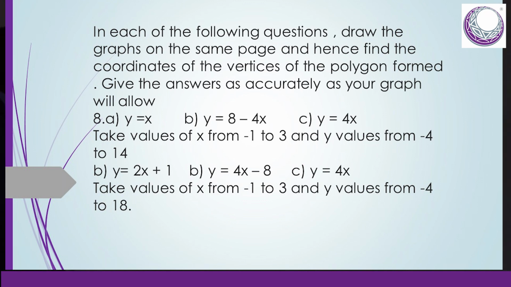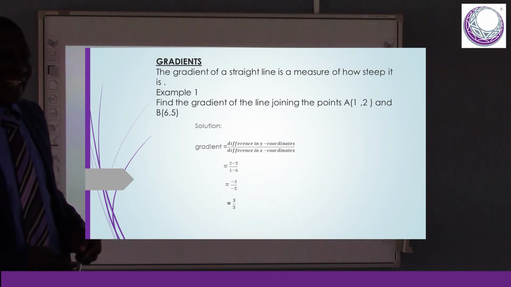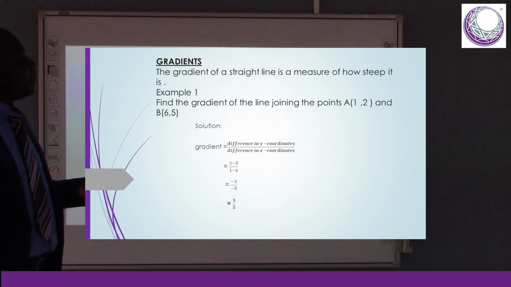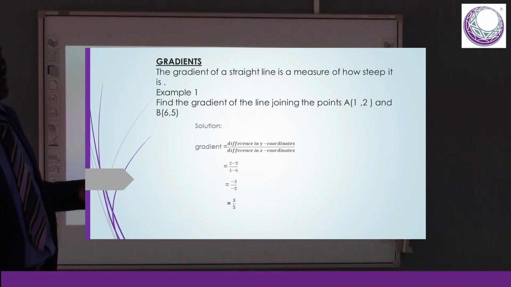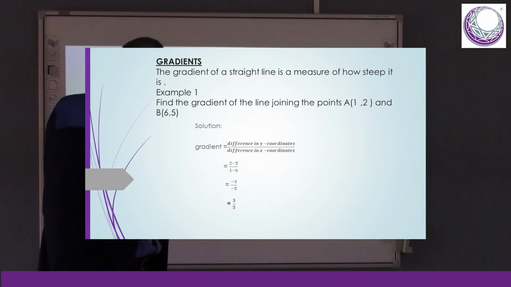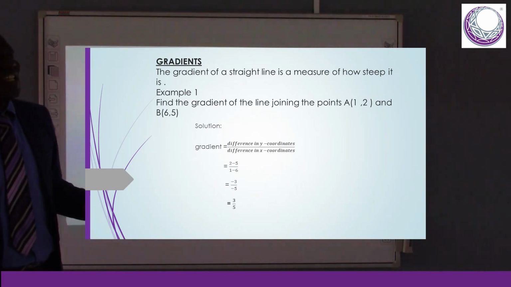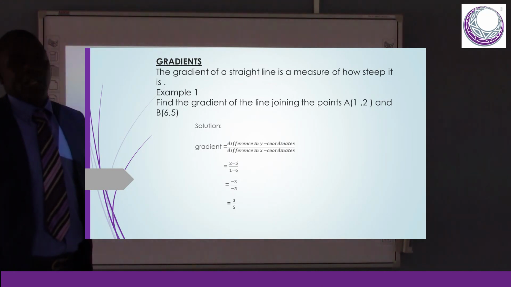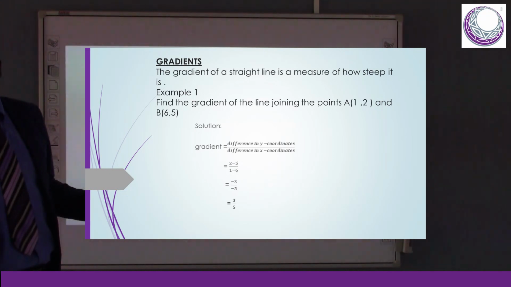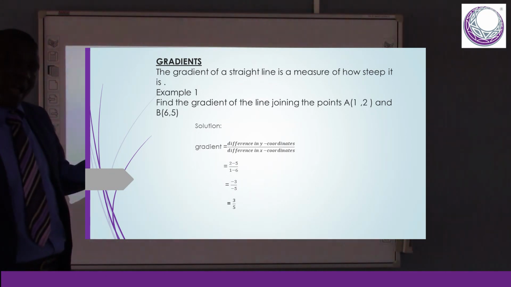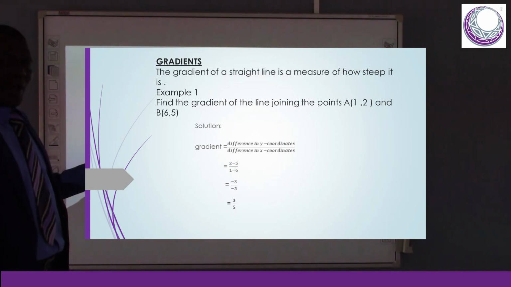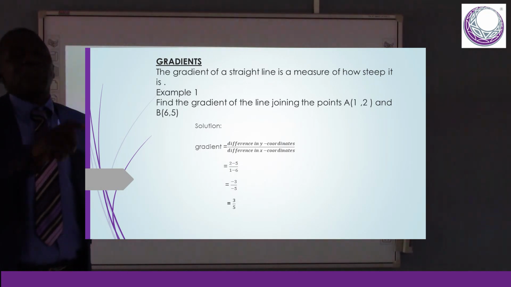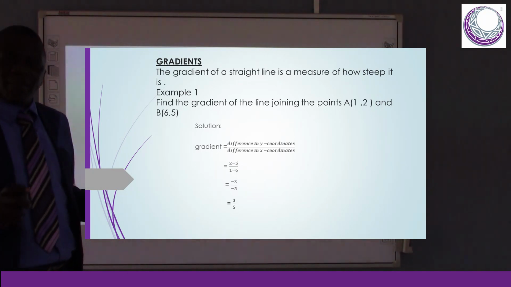Right, now we move on to the next part to find the gradients of a line. Now the gradient of a straight line is the measure of how steep it is, right? And sometimes some can say the gradient of a line is the difference in the y coordinates divided by the difference in the x coordinates. Now what do I mean? Commonly they say gradient is (y1 - y2) over (x1 - x2). Now normally there is a problem where people start with the x coordinates divided by the y coordinates.